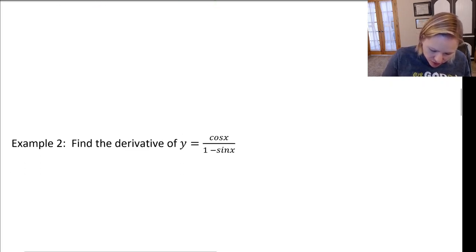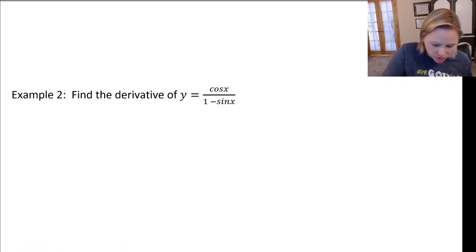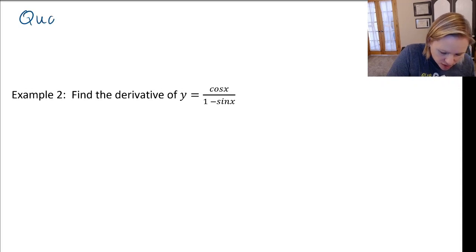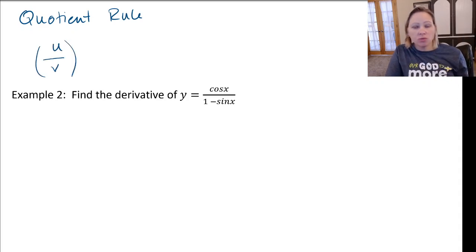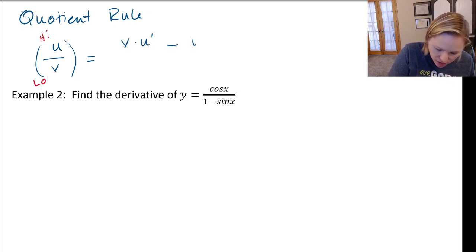Let's talk about this one. So this derivative is a quotient, and in order to find the derivative of this function, we're going to need to review our quotient rule. So let's write that down. The quotient rule says this. If I have u divided by v, now remember we like to use the words high and low, so I'll write them here in red. So it says this. It's going to be v times u prime minus u times v prime all over v squared.